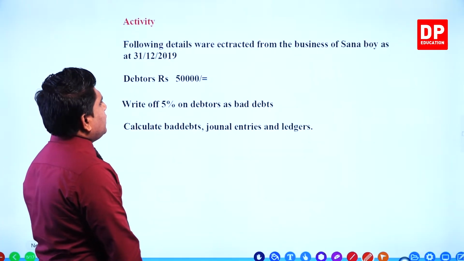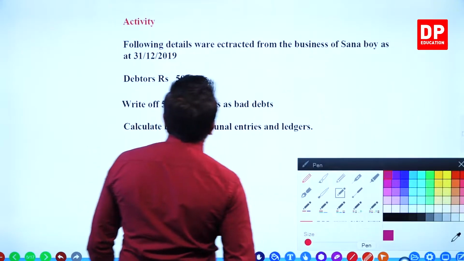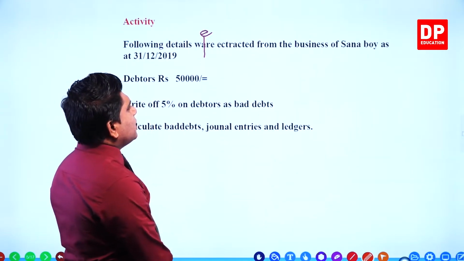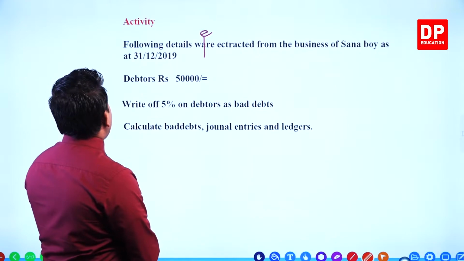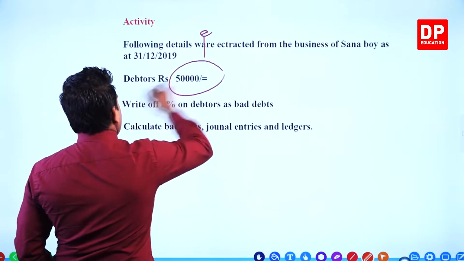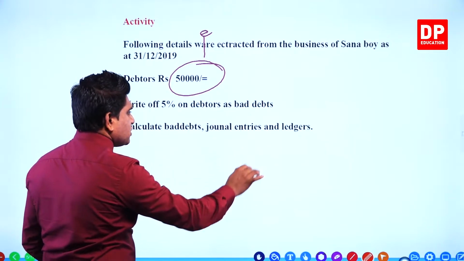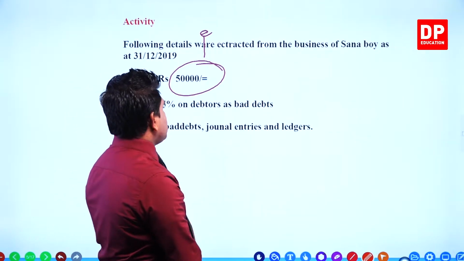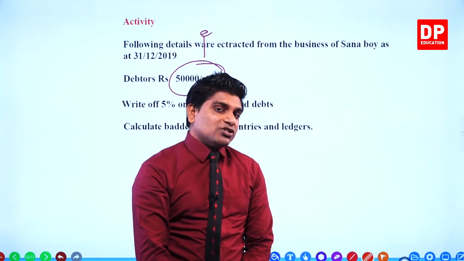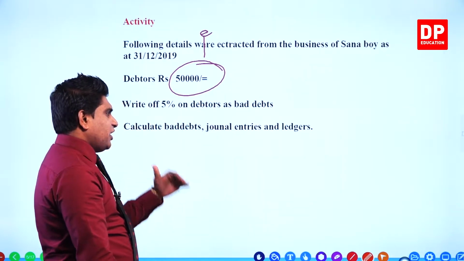Following details were extracted from the business of Sana Boy as at 31st December 2019. Debtor balance is 50,000. Write off 5% on debtors as bad debts. Calculate bad debts, journal entries and ledgers. Right. 50,000 into 5%. Is it difficult to calculate? How much? 2,500. Right? Then they expect bad debts, journal entries and ledgers.